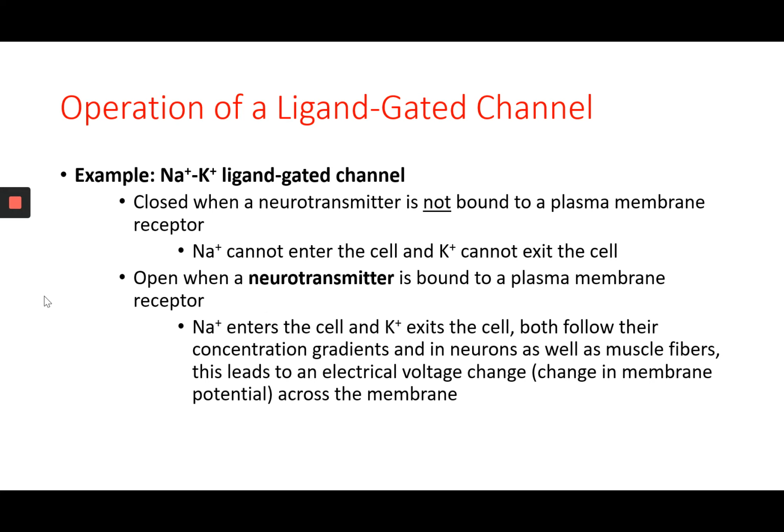Let's look at some examples of these specific types of channels. First we'll look at the sodium-potassium ligand-gated channel. The sodium-potassium ligand-gated channel would open when a neurotransmitter, like acetylcholine, bound to it. A ligand is a chemical that must bind, whether it's binding to an enzyme or a channel, and it will be able to perform an action or cause an action when it is on its receptor.